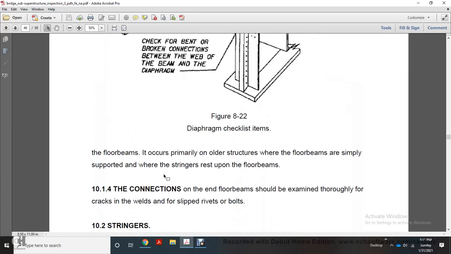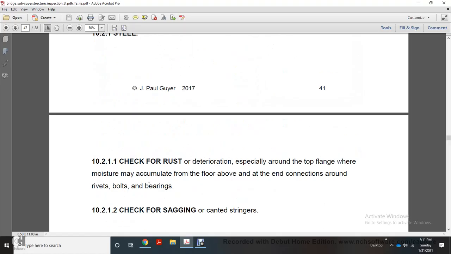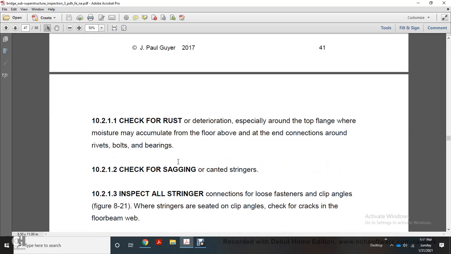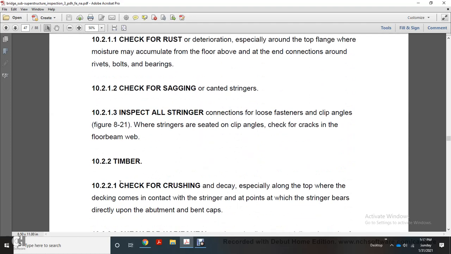Checklist for the floor beam: in the older structures, floor beams are simply supported, with the stringers resting upon the beams. The connection at the end of the floor beams should be examined for cracks and welds, slipped rivets and bolts. Stringer steel: check for rust and deterioration, especially around the top of the flange where moisture may accumulate from the floor above, at the end of the connection around the rivets and bolts. Check for sagging of the stringers. Inspect all stringer connections, loose fasteners, and clip angles where the stringers are connected with the clip angles. Check for cracks in the floor beam welds.